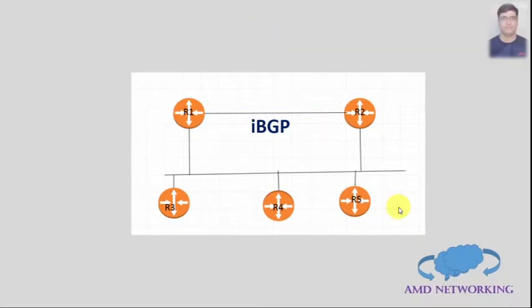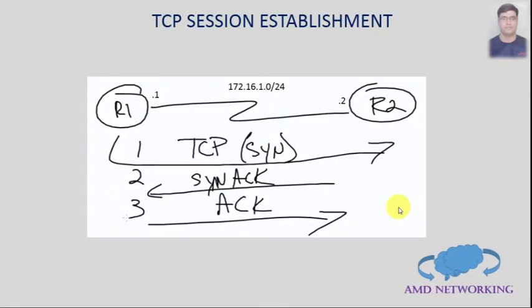Here router 1 maintains the iBGP session with router 2 using the physical interface FastEthernet 0/0. The source IP address used by router 1 and router 2 is that of the physical interface FastEthernet 0/0 to establish the TCP session and the iBGP session. Here is the TCP three-way handshake between router 1 and router 2 using the physical interface IP address: SYN, SYN-ACK and ACK to establish the TCP session and iBGP pairing.